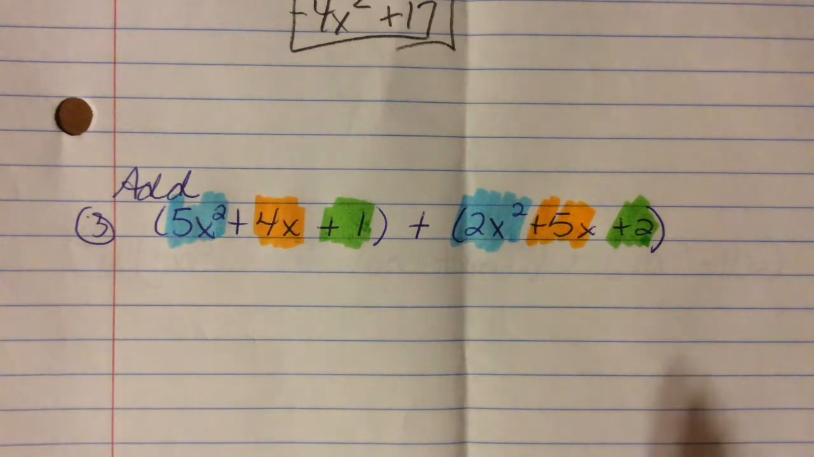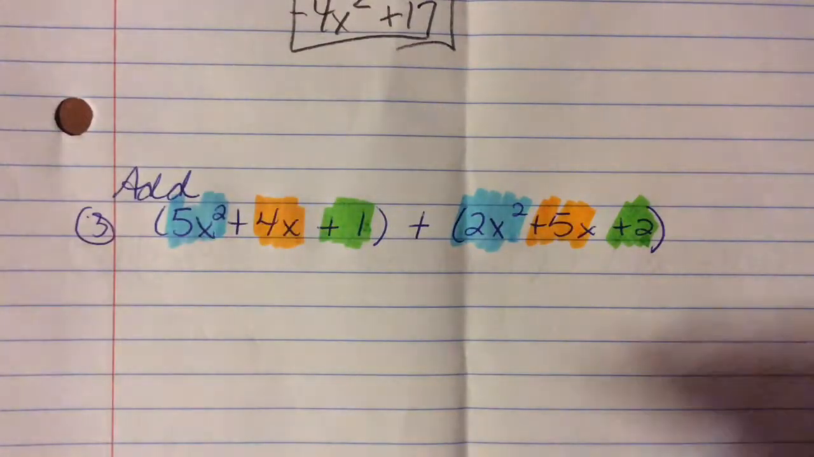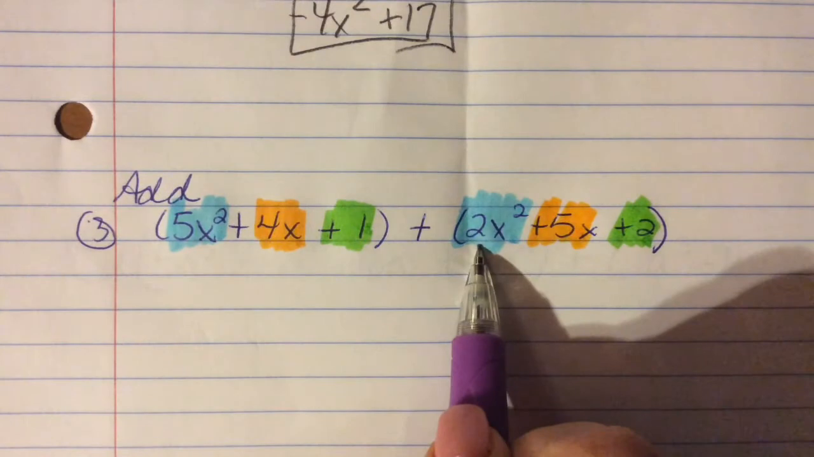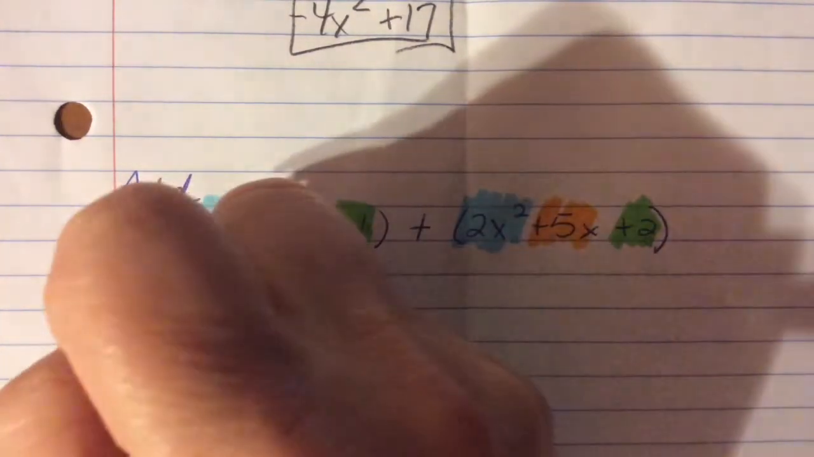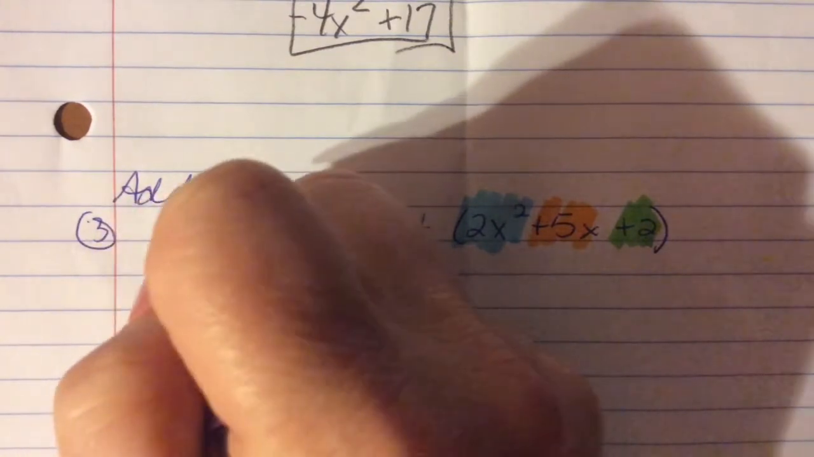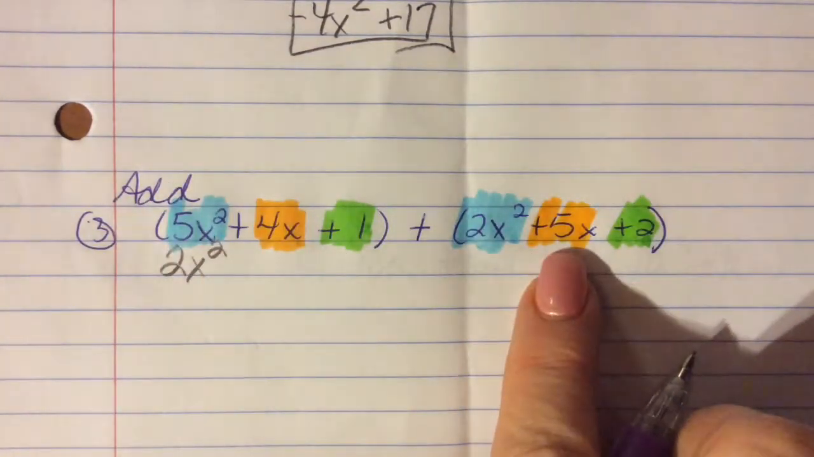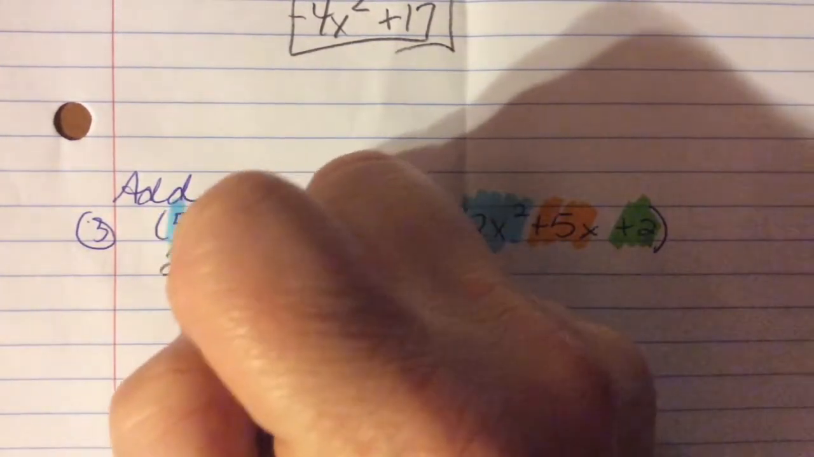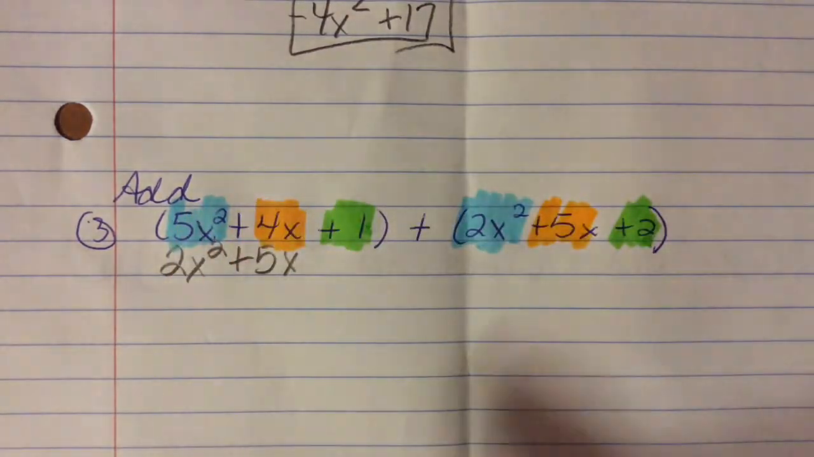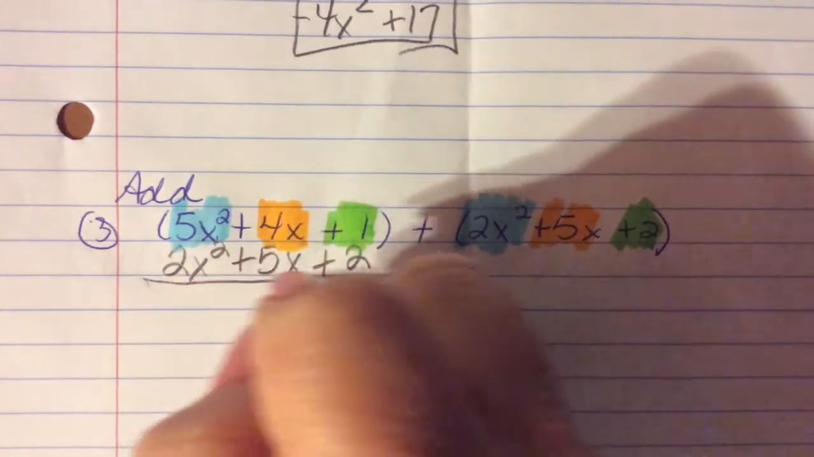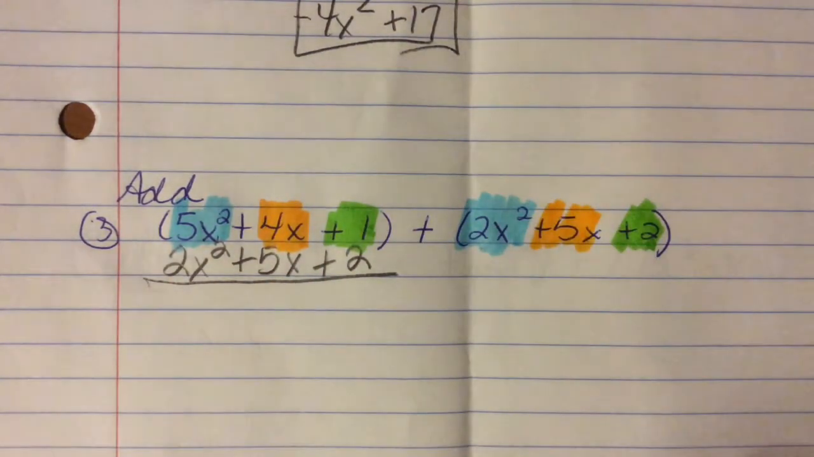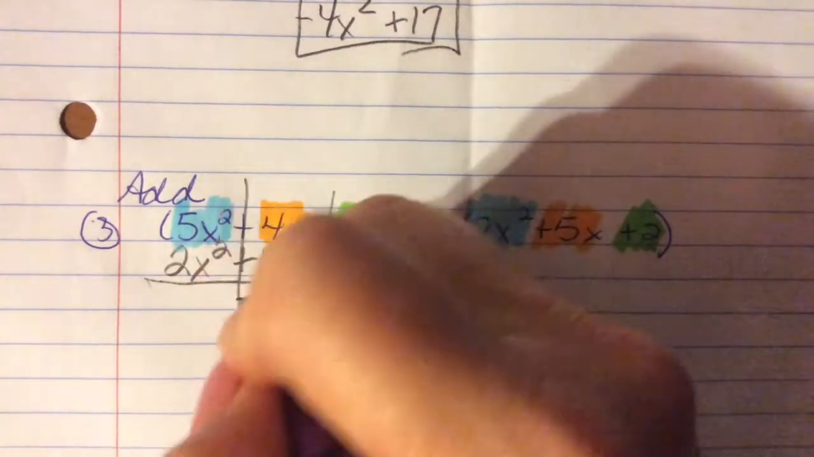So I need to combine those. Now, unlike up there where I just rewrote everything, what I'm going to do is put them below it. Okay, so I see that I have a 2x squared, so I'm going to put it below the 5x squared. Then I have a plus 5x, I'm going to put it below with its like term, and then I have a plus 2. Then I'm going to put my answer bar, and just like we did before, I'm going to add my like columns.